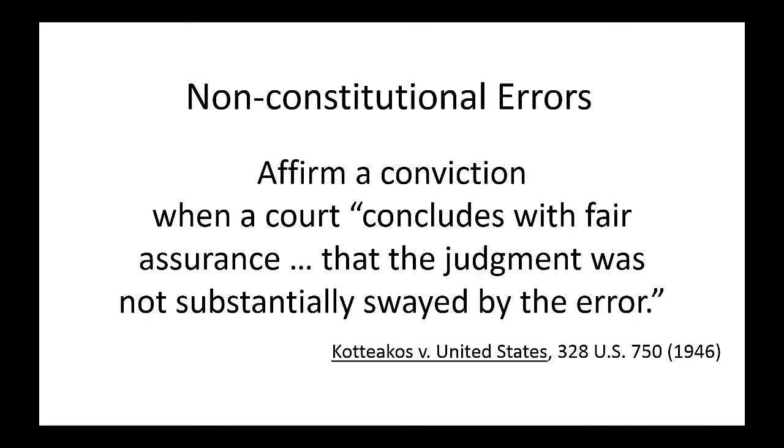For non-constitutional errors, in Kotteakos v. United States back in 1946, the Supreme Court settled on a slightly looser standard. And by looser, I mean one that's a little bit more protective of the conviction and a little bit less friendly to defendants. It says that if an appeals court finds that a non-constitutional error occurred in a trial court, it should affirm the conviction if it can conclude with fair assurance that the judgment wasn't substantially swayed by the error. So you can see these are a little different.